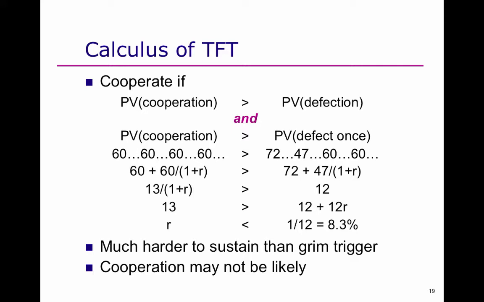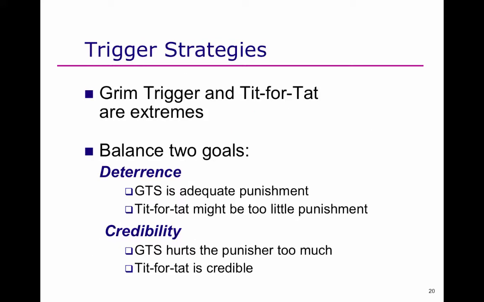It's much harder to sustain tit for tat than the Grim trigger. Under the tit for tat, there's a much tighter arrangement where if someone in the short run feels that they're going to generate greater than 8.3% in returns, which is very likely, then they're going to go ahead and engage in a deviation from the cooperation.